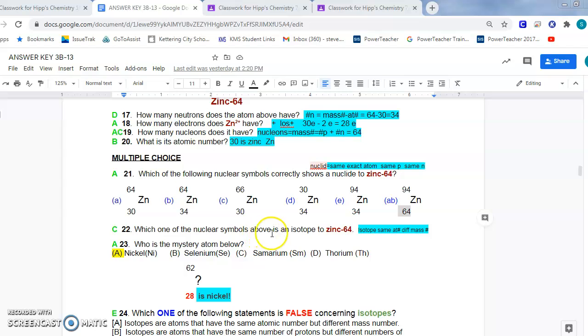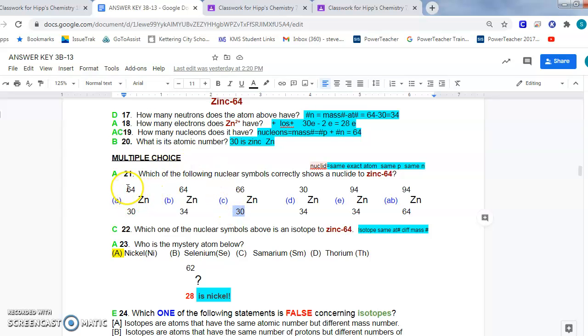In number 22, they're wanting to know which one's an isotope. Remember, isotopes are twins. They're just not identical. So an isotope, for it to be a twin, it has to have the same atomic number. So again, we're looking for something with an atomic number of 30. The only two that have an atomic number of 30 are A and C.